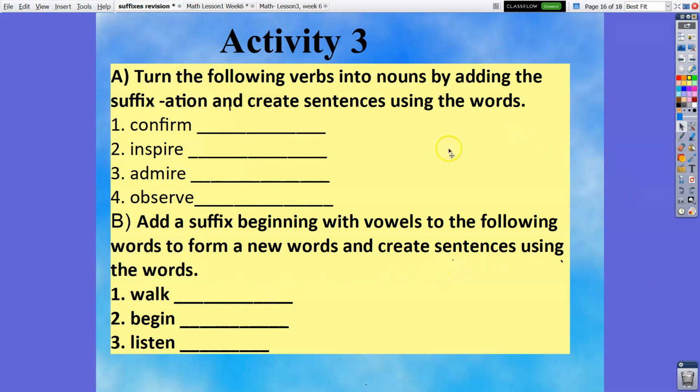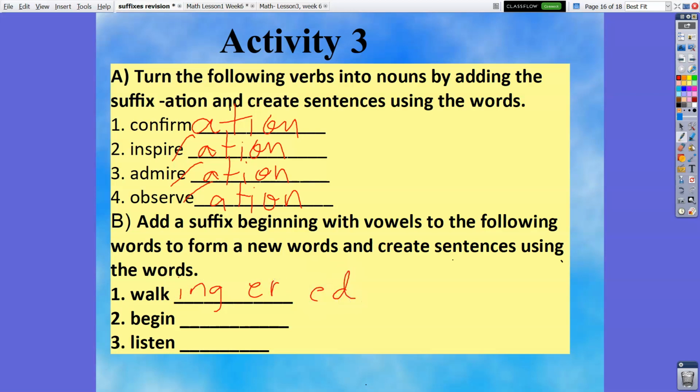Time is up. Let's reveal the answers. So we have confirmation. Just add ation. Inspire. Remove the E and add ation. Admire. Drop the E again and add ation. Observe. Drop the E, add ation, becomes observation. And here it depends on how you answered. So you could have walking, walker, or walked with ed.